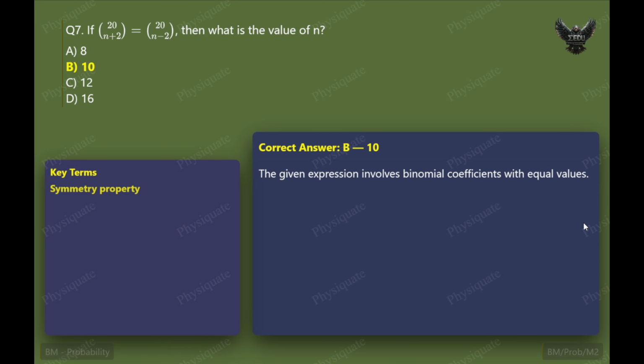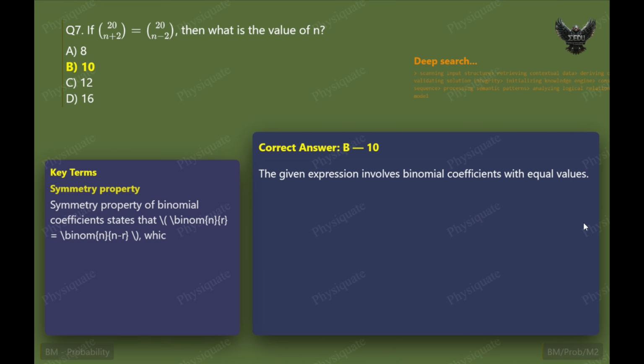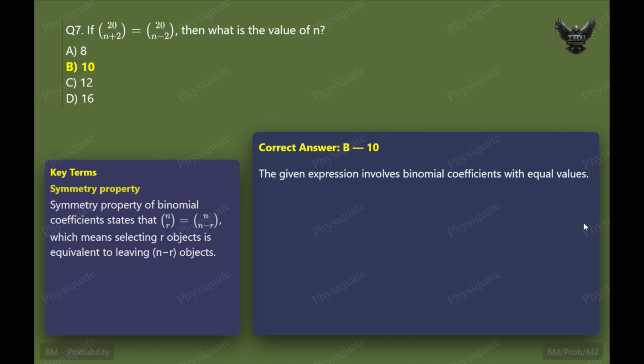Now let us consider the symmetry property. The symmetry property of binomial coefficients states that C(n,r) equals C(n, n-r), which means selecting r objects is equivalent to leaving n-r objects. Thus, equate the lower terms using symmetry: n plus 2 equals 20 minus (n minus 2).